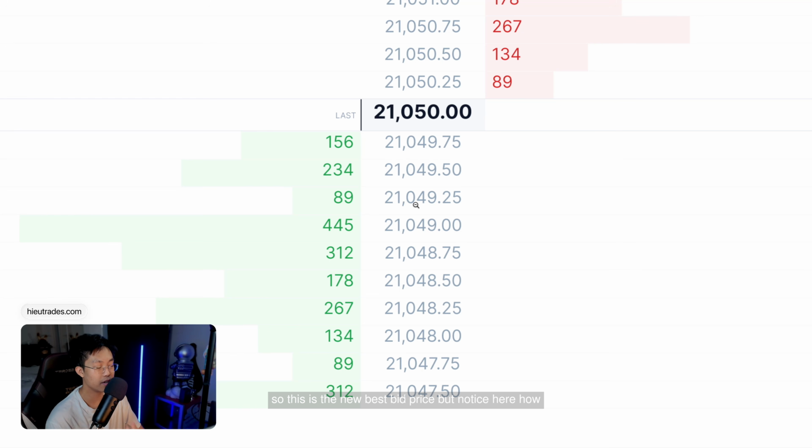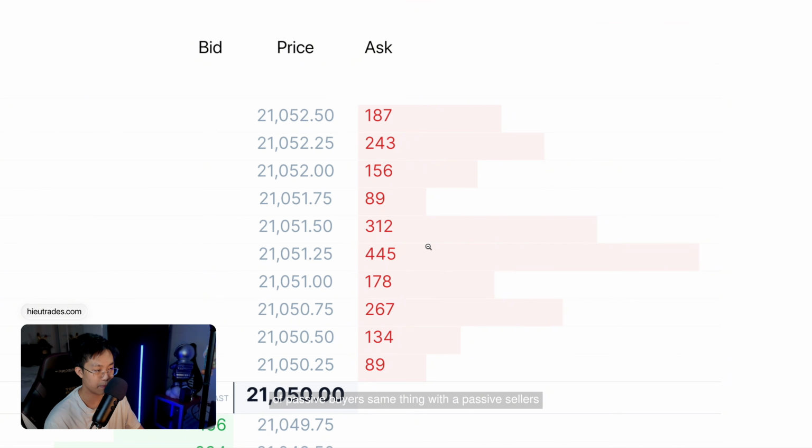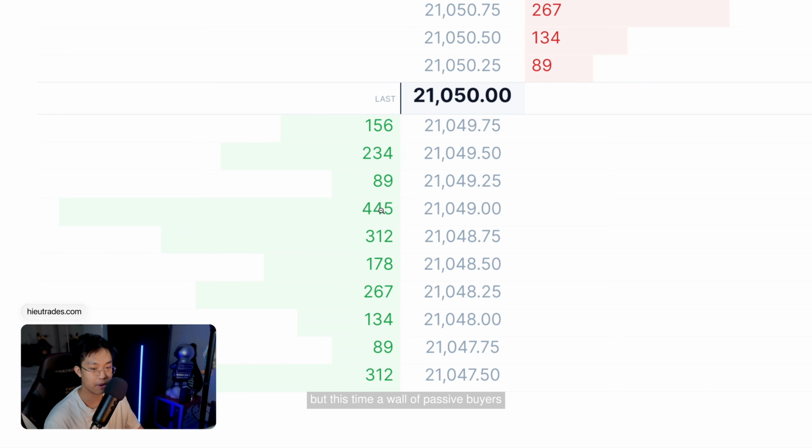21049.25. So this is the new best bid price, but notice here how on the bid side there's only 89 contracts. The same strength that was required to break through 234 wouldn't be required to break through this level because there are only 89 supply here in comparison to 234. So you don't necessarily need more aggressive sellers than in the previous level to break through this level. And then we eventually come into a war of passive buyers. Same thing with the passive sellers, but this time a war of passive buyers.